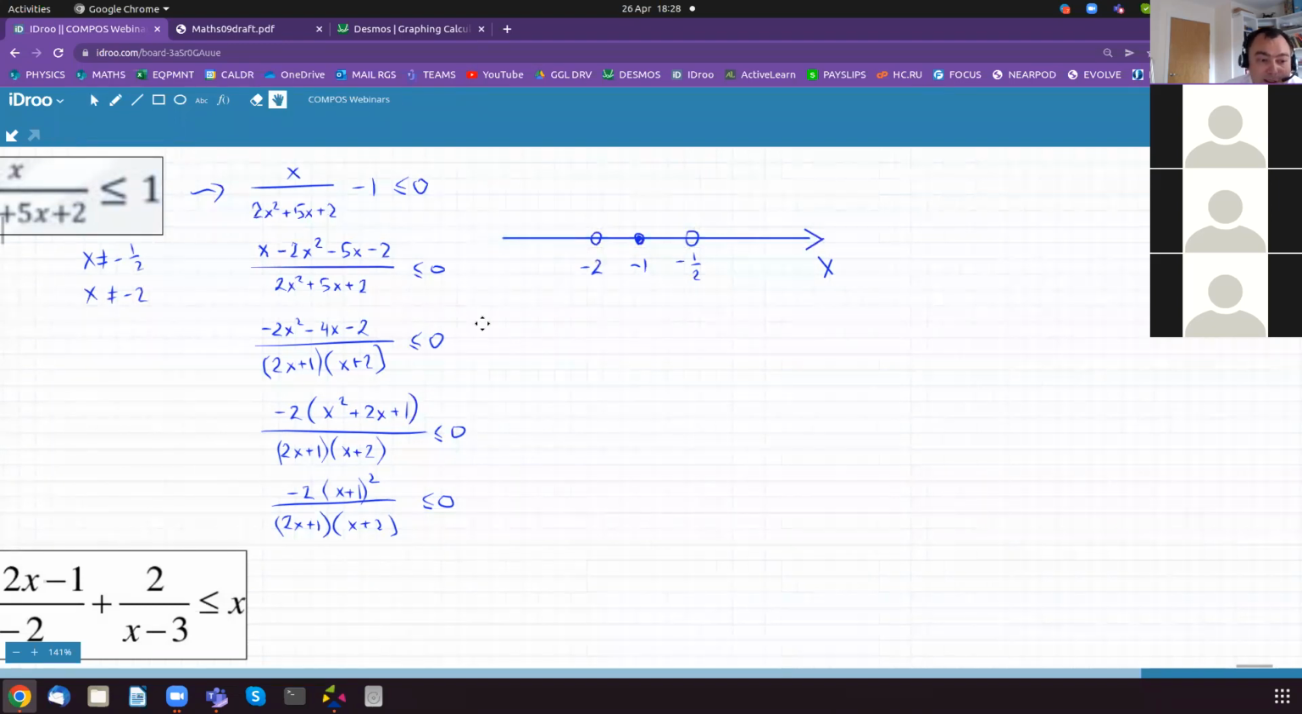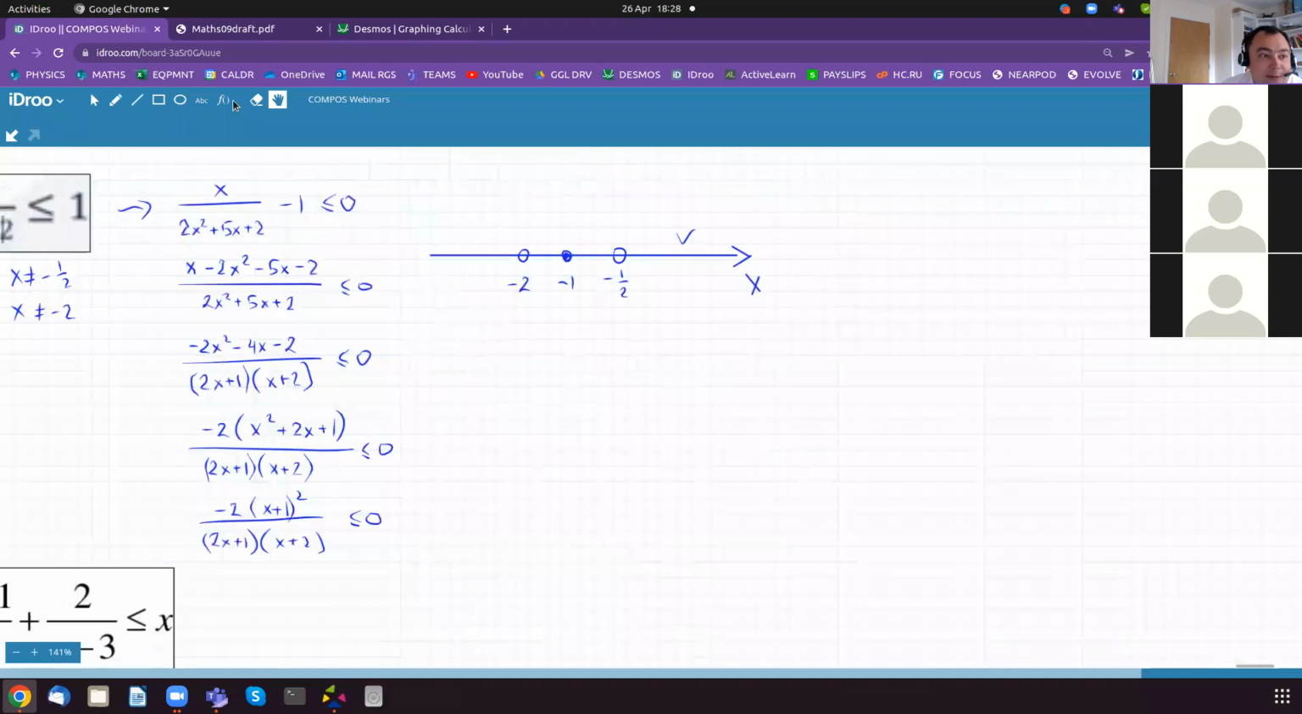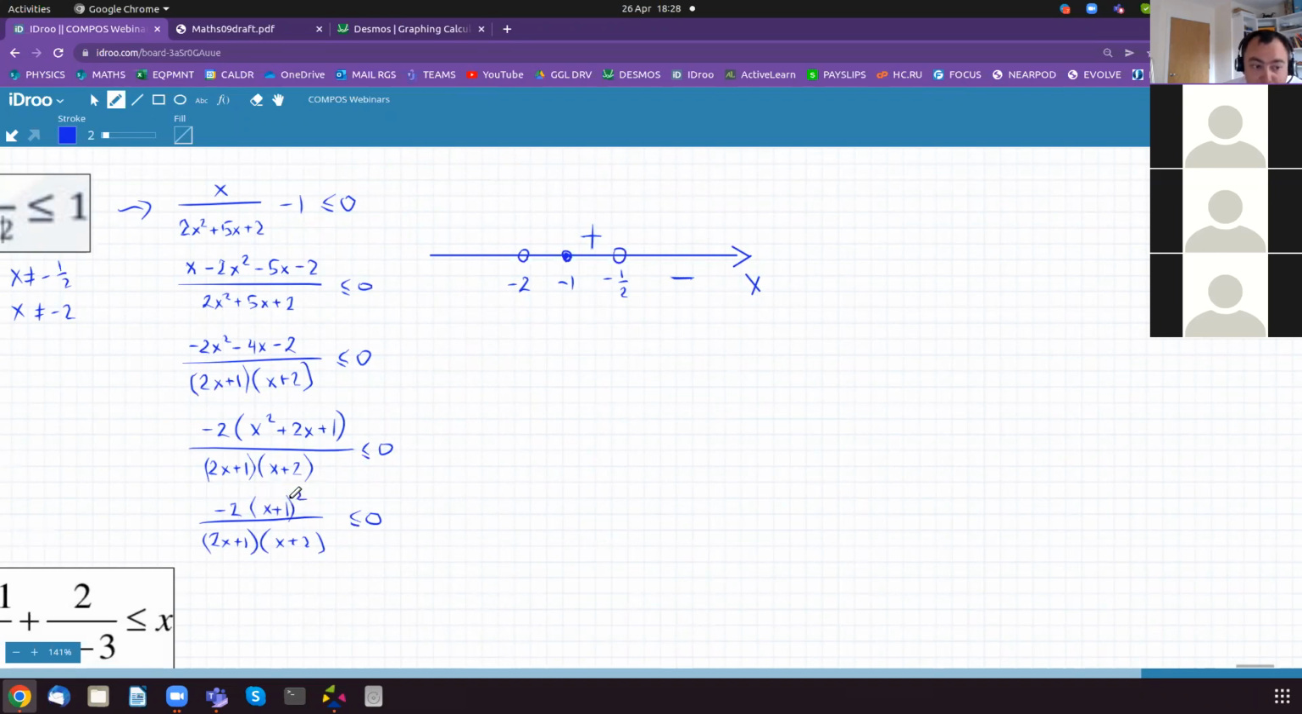Now, we need to determine the signs. To do this, we check any number that is in this interval. So I'm going to take 0 because that's the easiest number. 0 plus 1 is positive, but minus 2 is negative, so it's going to be a negative value. Then the sign changes. Now, because it's x plus 1 squared, it does not change sign here. And then it changes sign again. We usually do it from right to left.